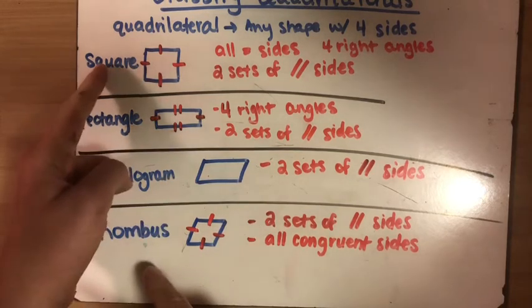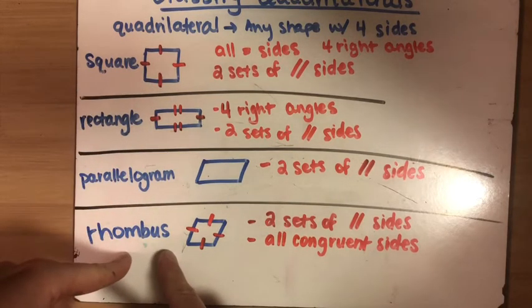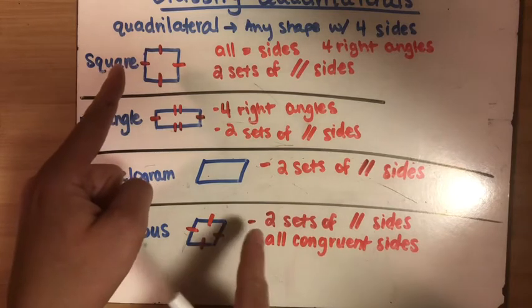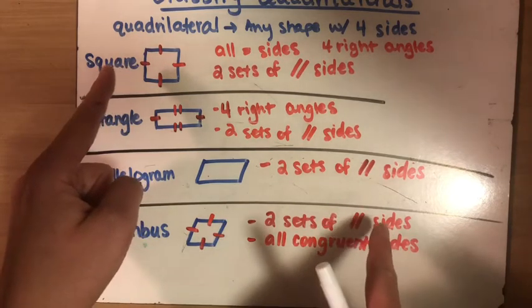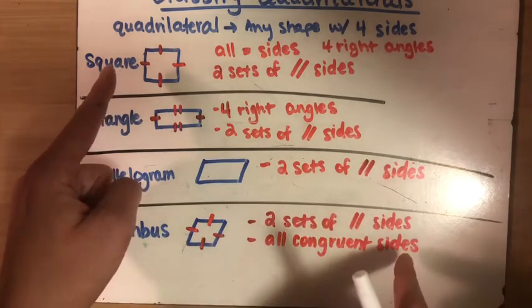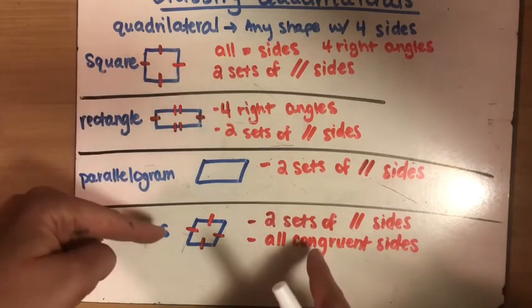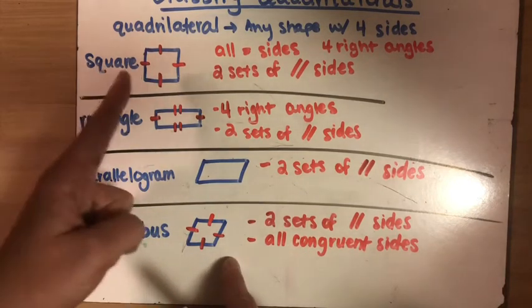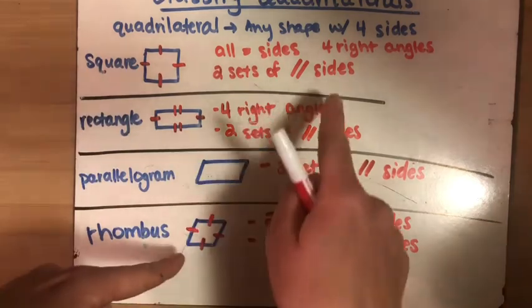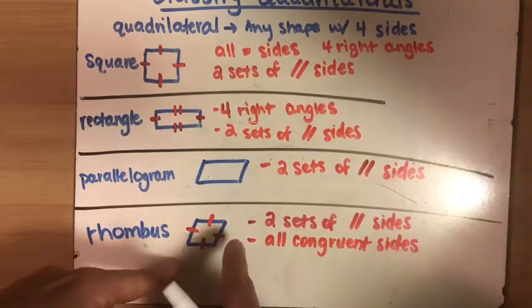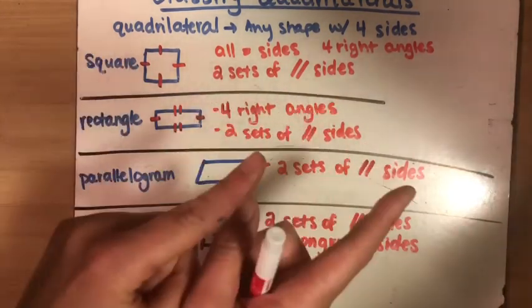So a square could also be called a rhombus because a square has two sets of parallel sides and it has all congruent sides. So a square could be a rhombus, but a rhombus can't be called a square because the rhombus doesn't have those 4 right angles. So it's like you took a square and you tilted it.